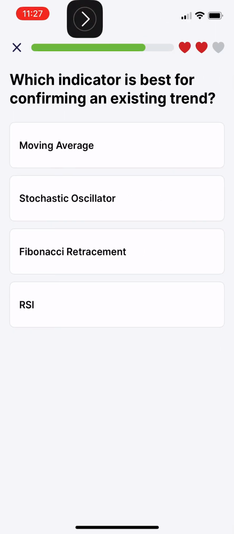Which indicator is best for confirming an existing trend? Moving average, stochastic oscillator, Fibonacci retracement, RSI.